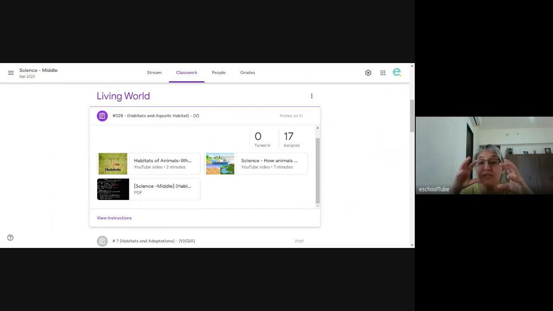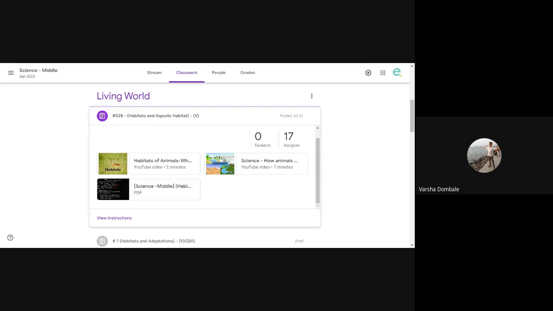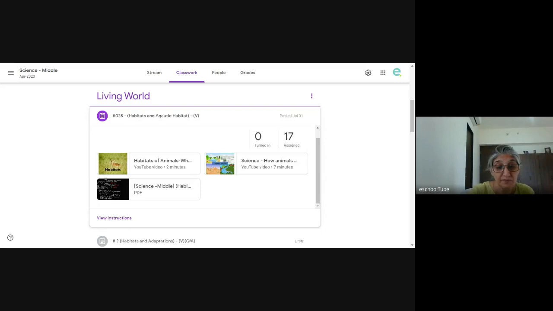Piranha, what kind of an adaptation does it have? Piranha adaptation, let me see. For breathing, what is the adaptation that the animals have? They have gills. One is gills. What is the second thing? They have bigger lungs so that they can store air inside them for a longer period. Remember? We said that.